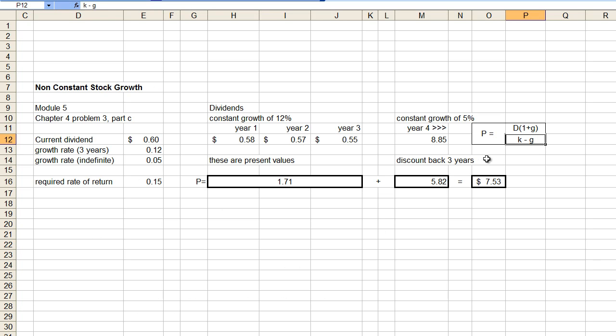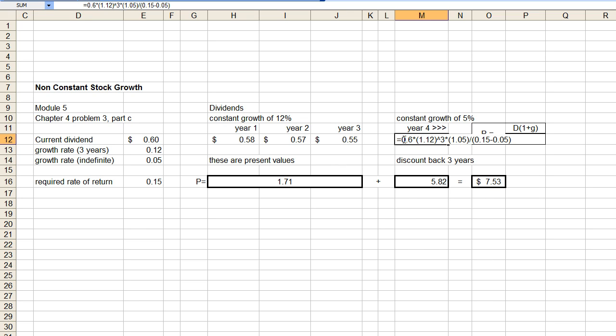What you have to remember is that the dividend has already been growing for 3 years at a particular rate. Then in year 4, it starts to grow at a different rate. So the actual value of the dividend is the value that it's been growing at for 3 years multiplied by the new growth rate. So let's see what that looks like in terms of the formula.